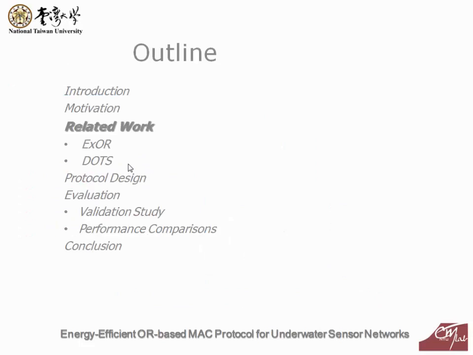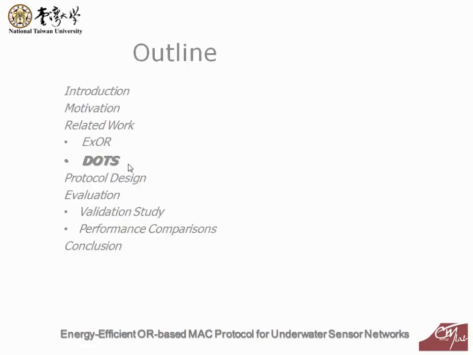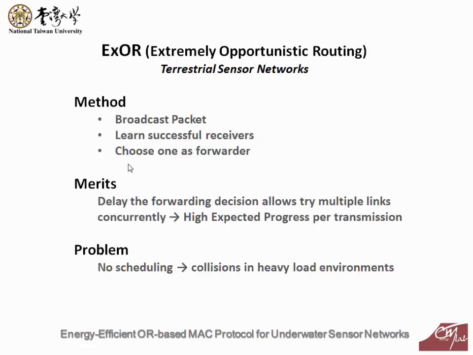Okay, first we have studied some related work on the topic. The first one is XOR, extremely opportunistic routing, and it is for terrestrial sensor networks. The method is that the sensor broadcasts the packet, and then it learns the successful receivers, and only then chooses one of them as a forwarder. The merit of this is that delaying the forwarding decision allows trying multiple links concurrently, and you can choose the best one, so the progress of the transmission will be high. But the problem is this system has no scheduling, so collisions may appear in heavy load environments.